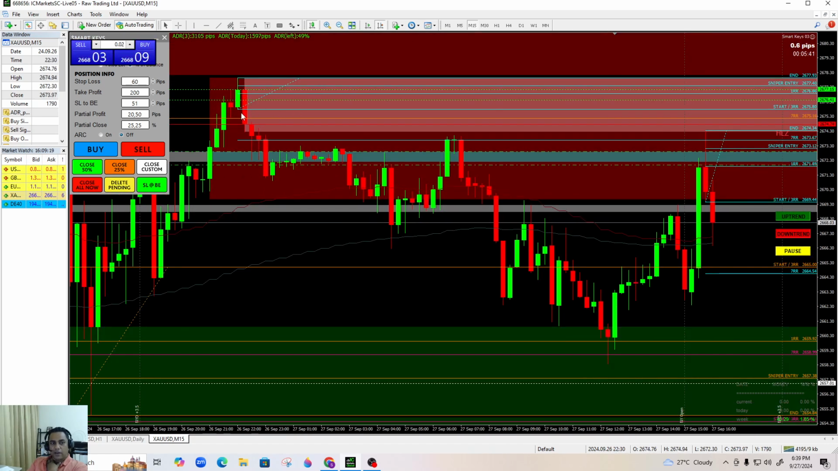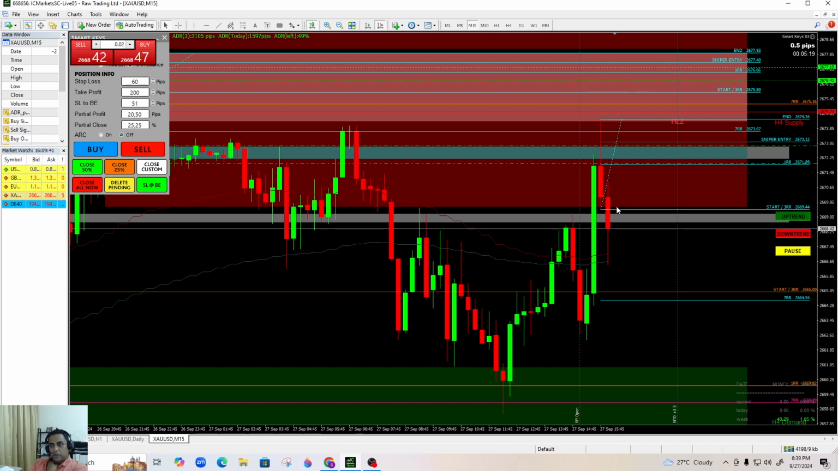Now, it didn't come higher. I would have loved it to come higher. If it did come higher, I would have taken a touch trade there and anticipated price to push down, but it didn't come. It just came right to the edge of that zone, touched it and fell down 78 pips, almost 80 pips.